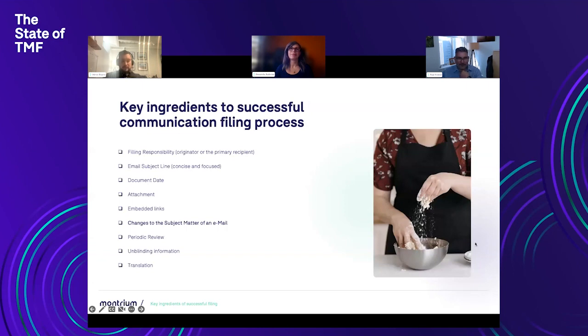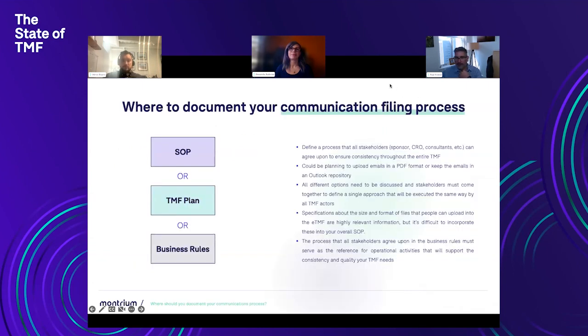All right, so let's move on, because we're just looking at the time here. So now what we want to talk about is, okay, we've gone through what's relevant and what's not relevant. We've talked a little bit about how to define the process. Now we need to think, where do we put that process down in writing? And the short answer is there's a couple different options. When it comes to documenting the communication filing process, that could perhaps be done in an SOP, in your TMF plan, or even a business rules document.